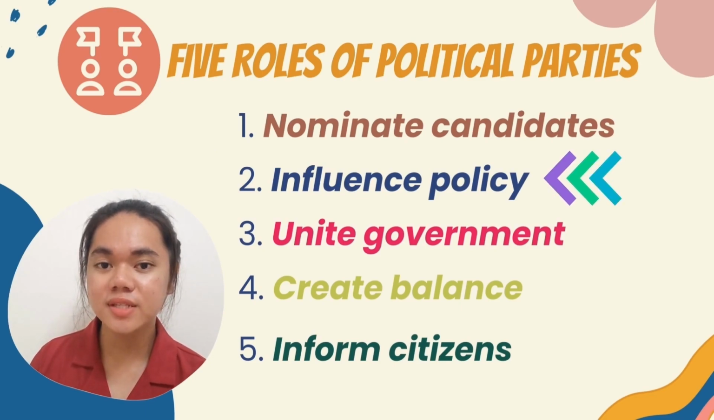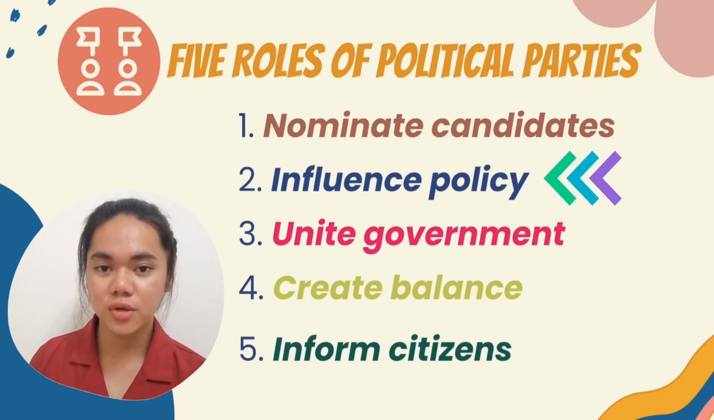Next is influence policy. Members of the Senate and the House of Representatives are also members of political parties. So the senators and the representatives from each party often work together as a group to create and pass laws that support their party's platform. The laws Congress passes affect the policies of our government, and people in each political party want the government policies to reflect their own party's platform.